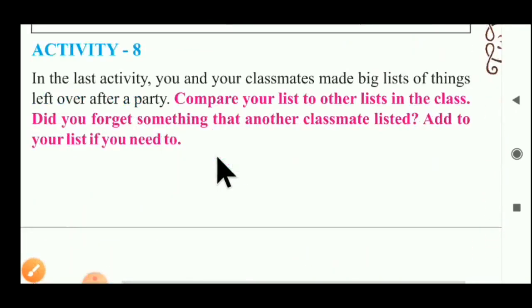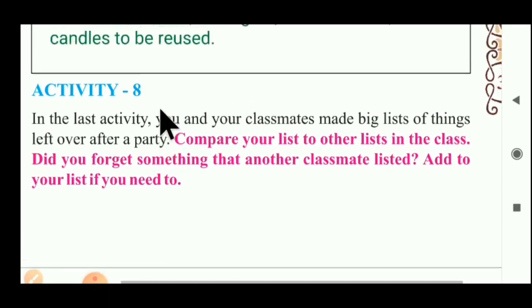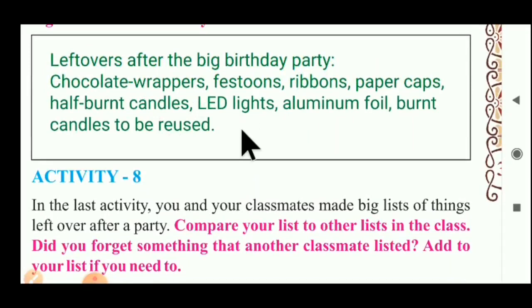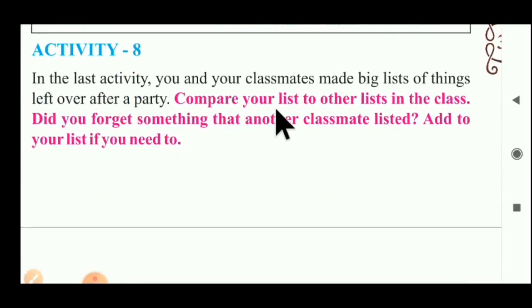Now we have to do activity number 8. In the last activity, you and your classmates made a big list of things left over after the party. The last activity means activity number 7; we completed the list of leftover things there. So use those things. Compare your list to other lists in the class. Compare your leftover things list with your classmates. Did you forget something that another classmate listed? If required, add it to your list also.